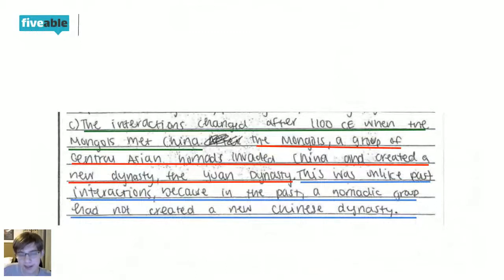So here, it's simple. Why is it a change? Because it's never happened before. There's never been a nomadic dynasty take over China. It's always been Shang, Zhou, Qin, Han, Sui, Tang, Song. Suddenly the Yuan shows up and we're like, oh my God, the Mongols just took over China. The Mongols just invaded China. What the heck?